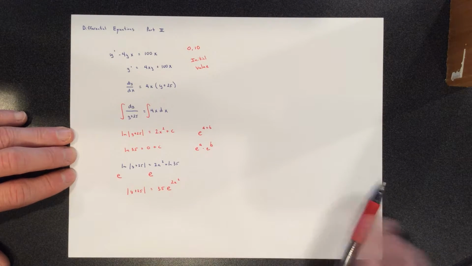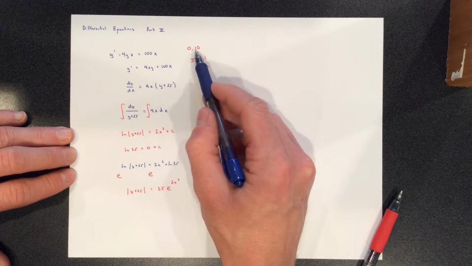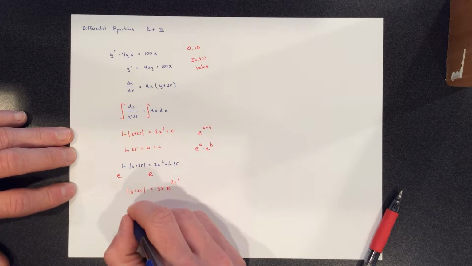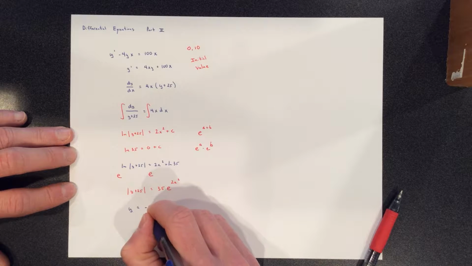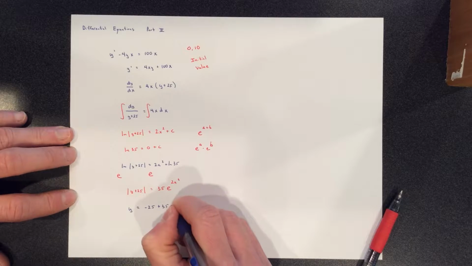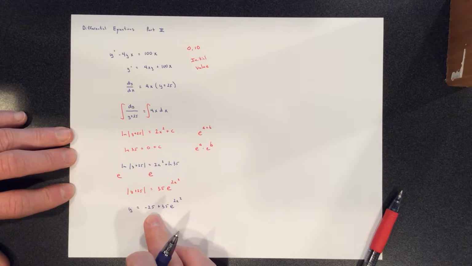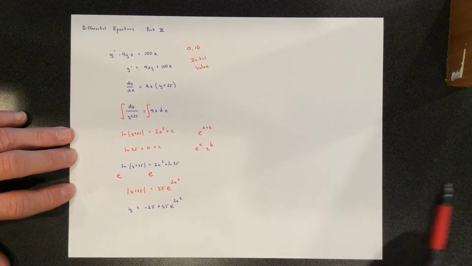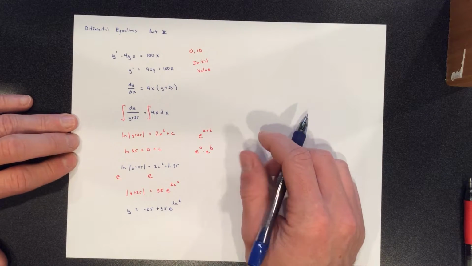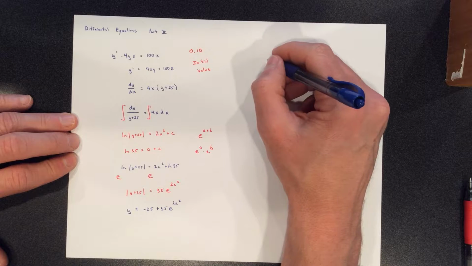And then I can drop the absolute value, because we know that when x equals 0, y equals 10, they're all dealing with positive things. And so I just solve for y. So I get negative 25 plus 35e to the 2x squared. This is the solution to that differential equation. Okay. All right. We'll just do some varieties here.